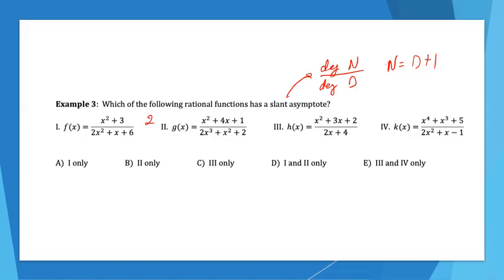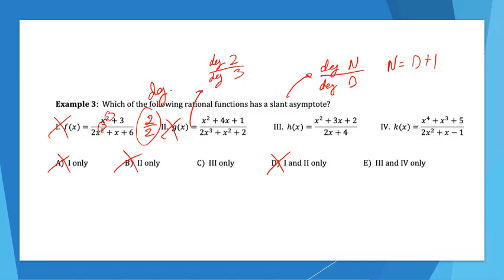We have a degree of 2 over a degree of 2. So I'm just looking at the degrees here. So that is not true, so it can't be 1. So I'll eliminate anyone with 1. Looking at 2, I have a degree of 2 over a degree of 3. That is not true. So we can eliminate 2.